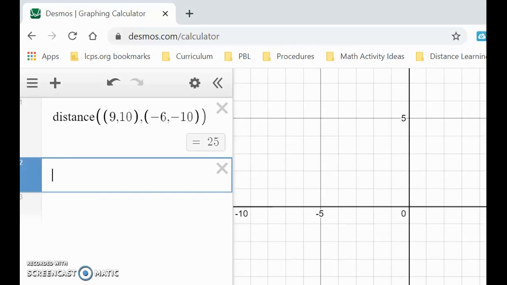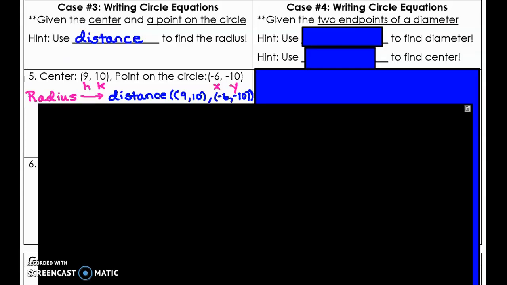But go ahead, if you need a second, take out your Chromebook or your phone to pull up Desmos to help us with this distance. So I plug in distance, my point in the center of the circle, and the point that lies on the circle. That distance between them is 25. That is indeed my radius for this problem.